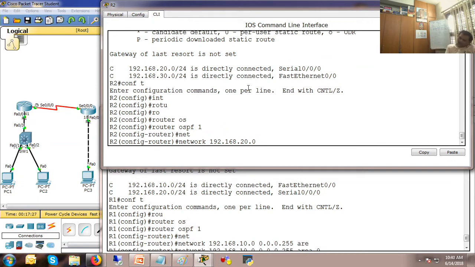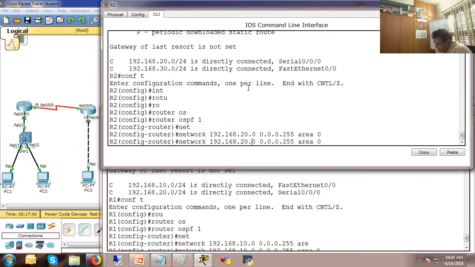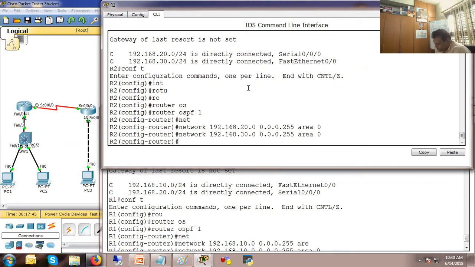Network 192.168.20.0 0.0.0.255. The area is 0. That's it. That is area 0. Pass it.